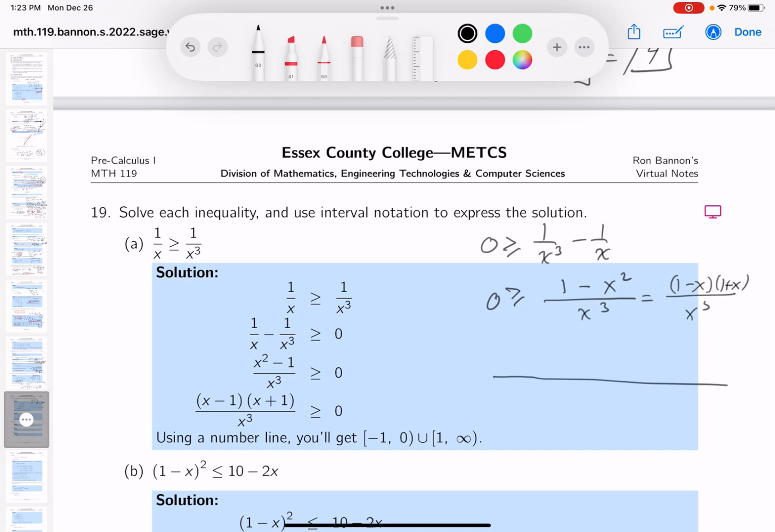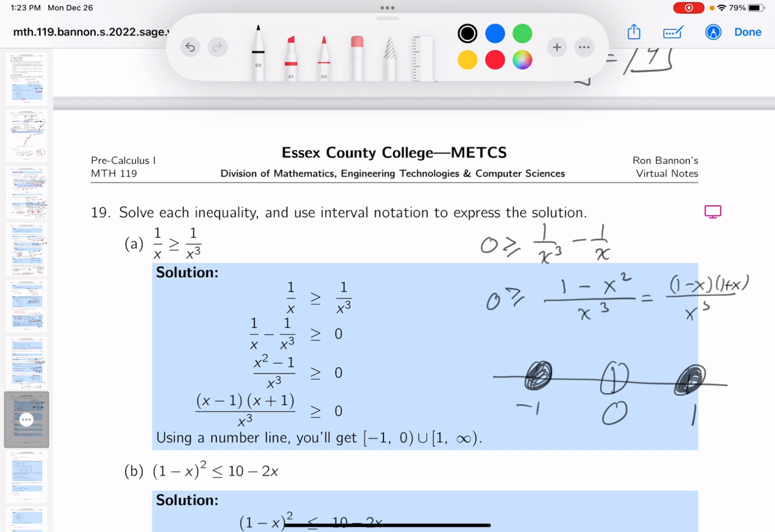Put my number line down. The zeros on top are plus or minus 1. They get shaded, by the way, because they do make the inequality equal to 0. The bottom becomes 0 at 0. That does not get shaded because it's a division by 0. And let's test it out now.